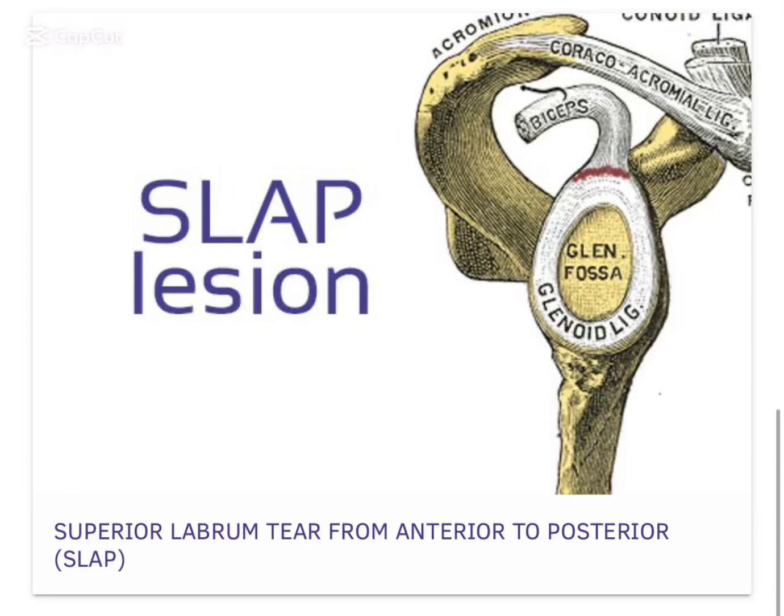SLAP lesion. A SLAP lesion, superior labrum anterior to posterior, is an injury to the top part of the labrum in the shoulder joint. The labrum is a cartilage structure that surrounds the glenoid cavity of the scapula. This injury usually happens because of a trauma or repetitive high-demand movements of the shoulder, such as throwing sports or jobs that require constant arm lifting.